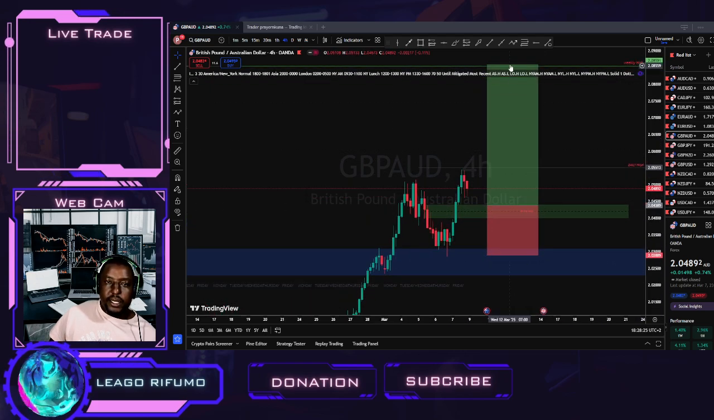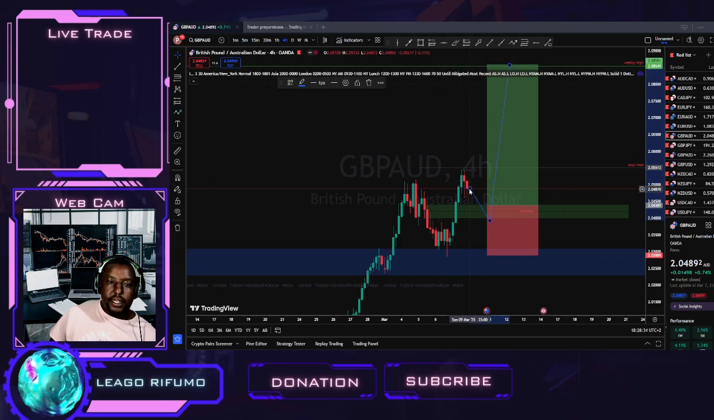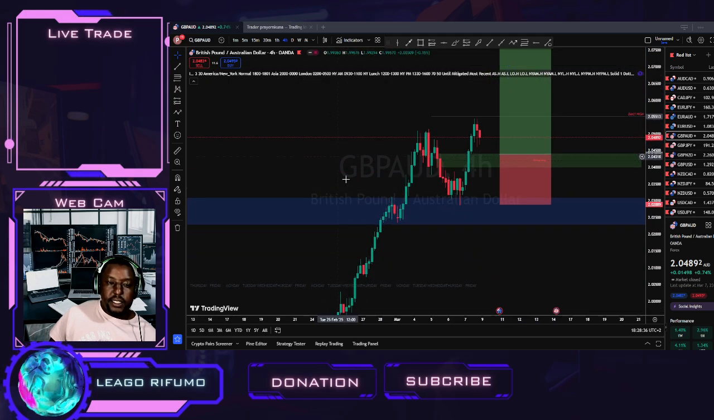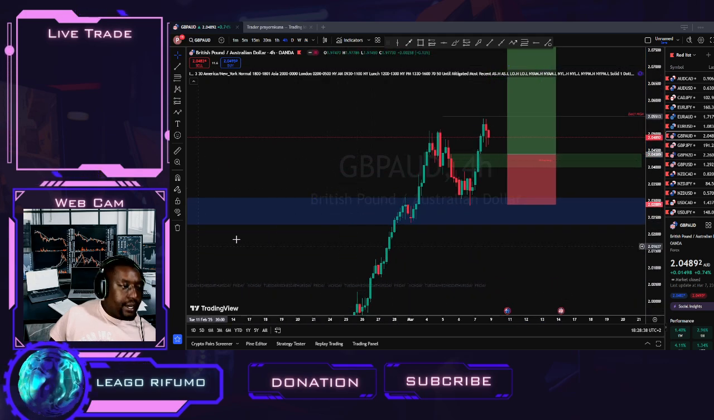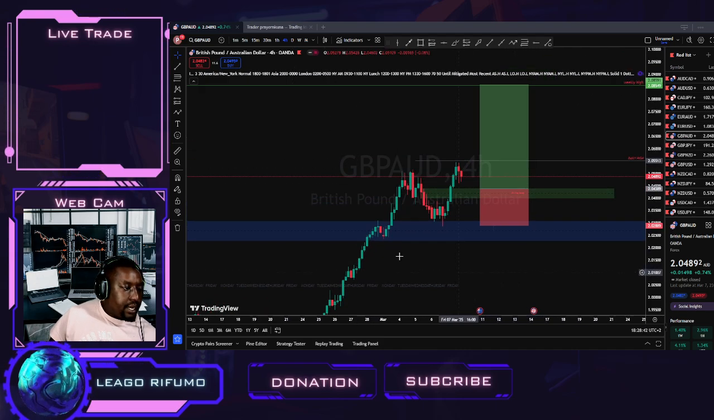So what I want here is a retest of this fair value gap or this support, and to continue lower, targeting the weekly high that it created the previous times. So this is GBP AUD also, and this is what I'm anticipating coming in this coming week.